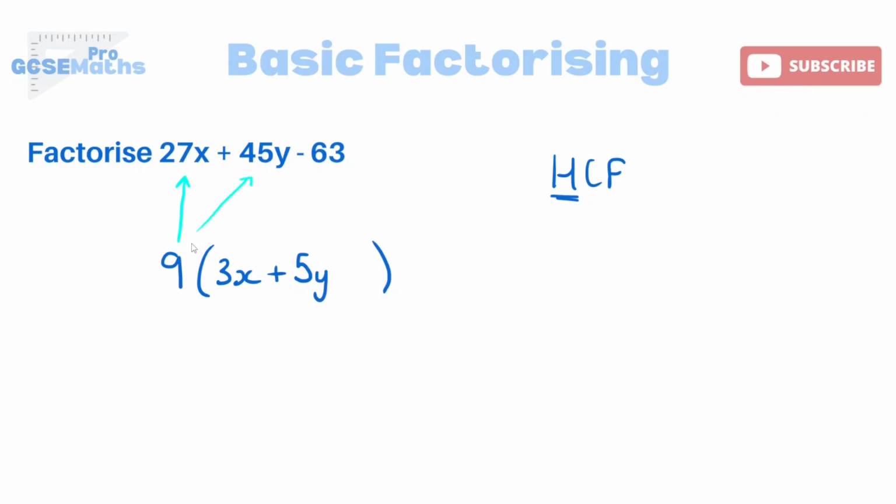And the last one is, okay, how do I get from 9 to negative 63? Well, okay, if 9 is positive and 63 is a negative, then I'm going to have to put a negative here, or a minus. And then this one's just a number, so how do I get from 9 to 63? I times it by 7. So we factorise this fully, we just have 3 terms in our brackets instead of 2.